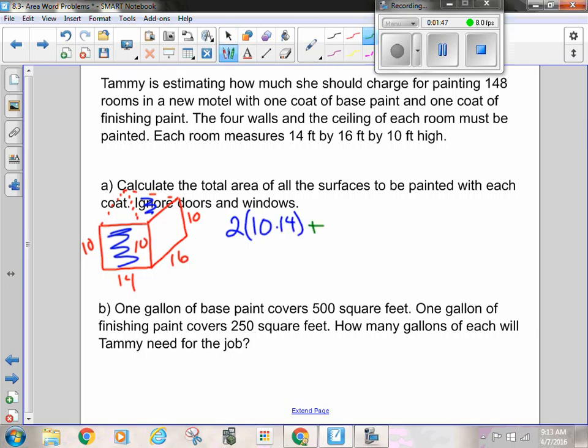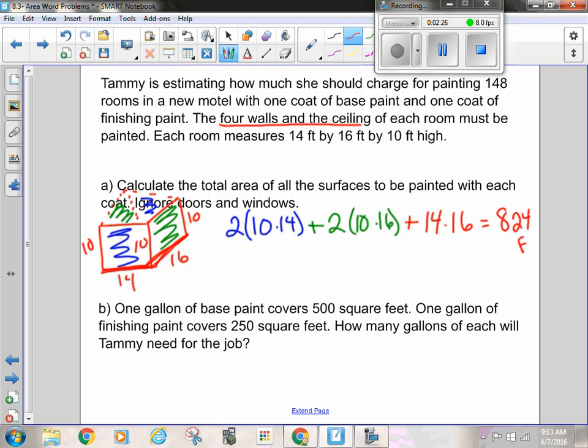Plus, we have 2 walls here and here that are going to be 10 feet by 16 feet, because these are rectangles, so it's just base times height. So if we calculate that, that's going to find us the area of the 4 walls, but we need to include the ceiling, because remember it says that all the surfaces, the 4 walls and the ceiling, will be painted. So the ceiling is going to be this 14 by 16, and there's only 1 ceiling. All right, so if we punch that all into our calculator, multiply it all out, we find a total for each room is 824 feet squared.